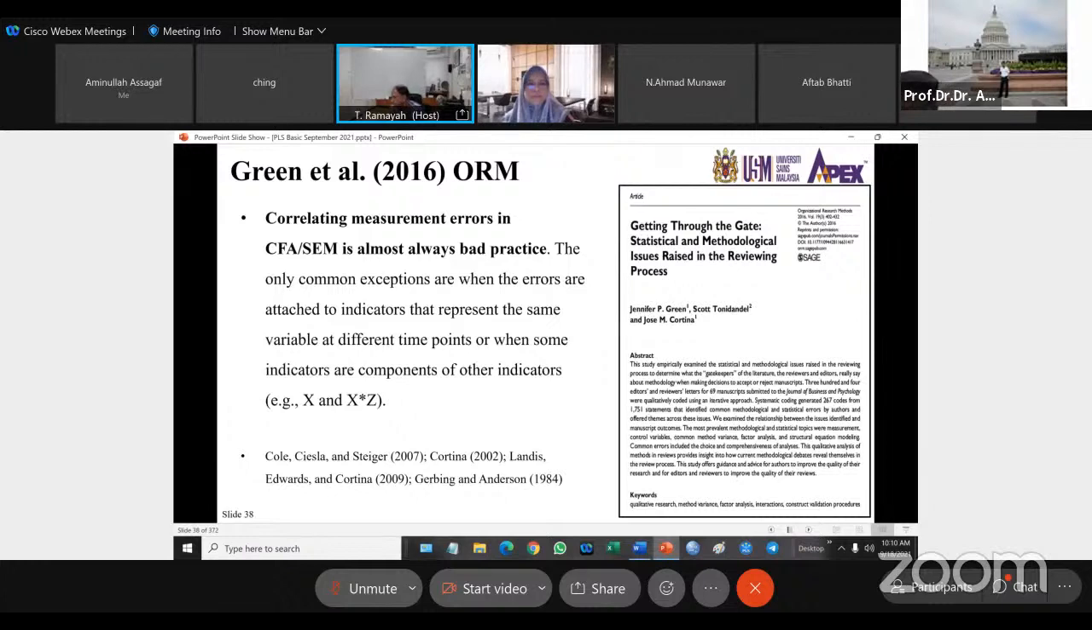Okay? The UMT, dan ramai cakap lah, ini Green et al. yang cakap. Correlating measurement errors in CFA-SEM is almost always bad practice. This is from the paper by Green et al.